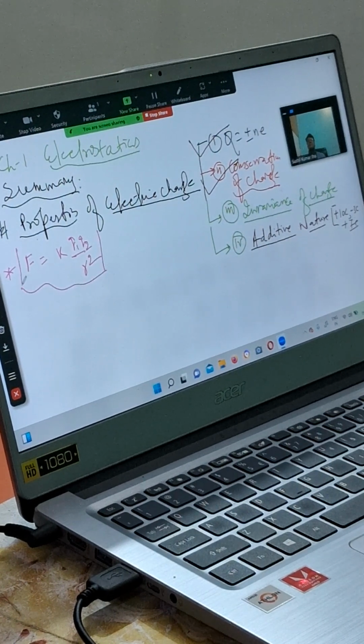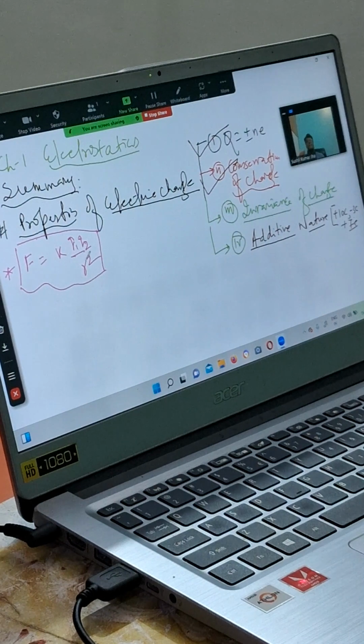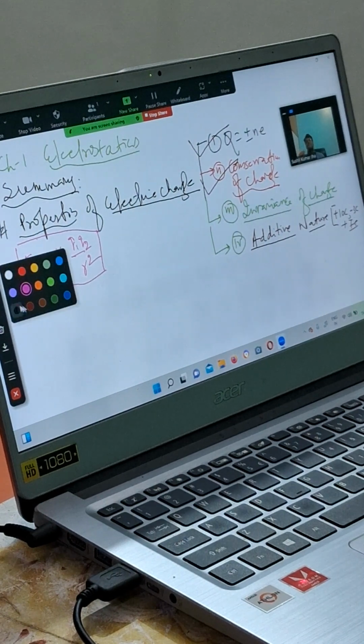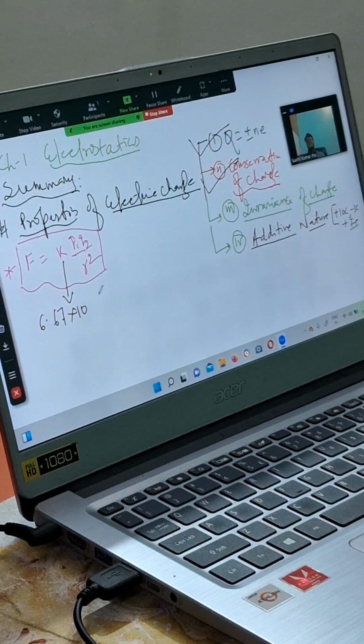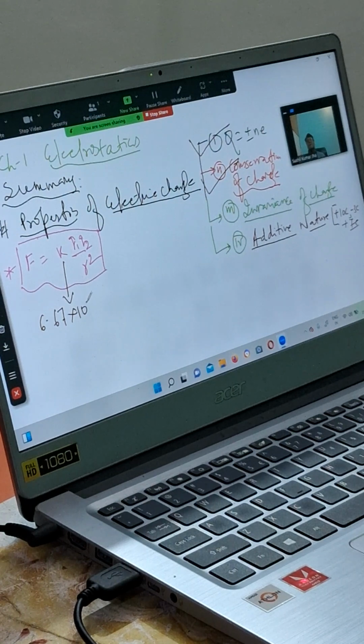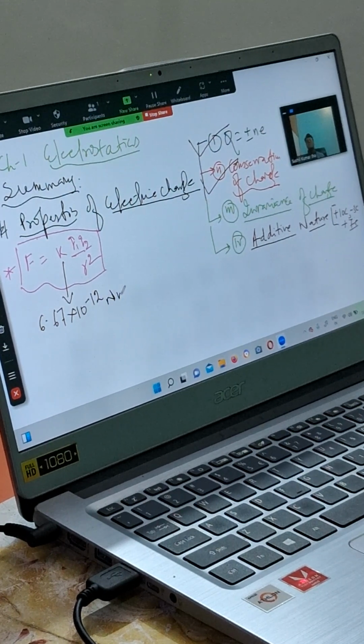We know that F is the electrostatic force between the 2 point charges. This is significant. Q means the point charges, Q1 and Q2. And R is the distance between them. K is called electrostatic force constant, having some fixed value, and that value is 6.67 into 10 raised to the power minus 12. Unit is Newton meter square per coulomb square.